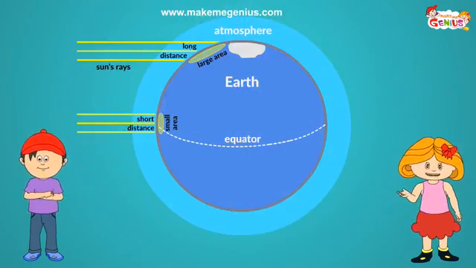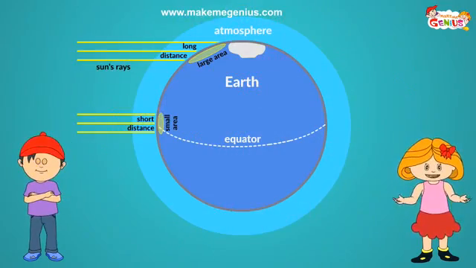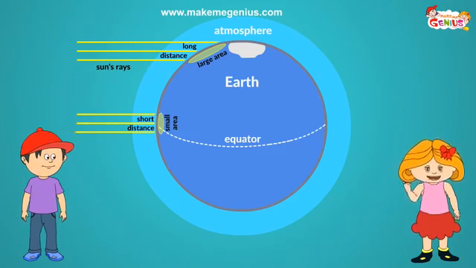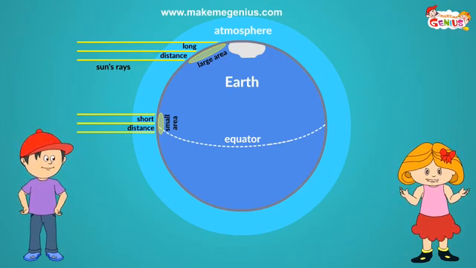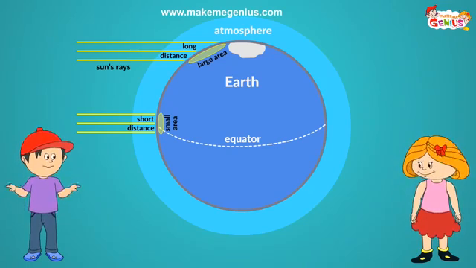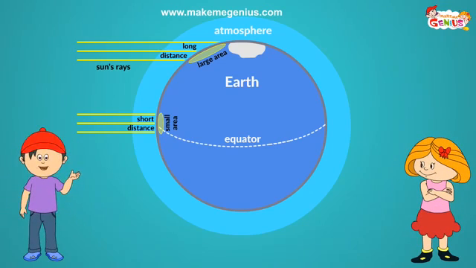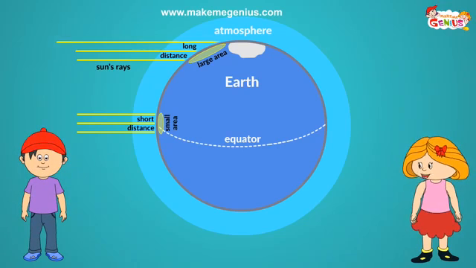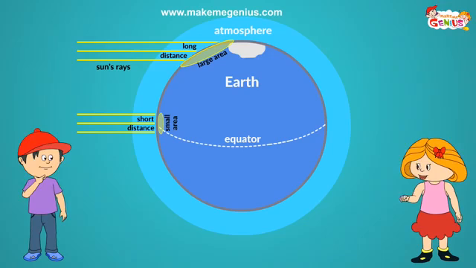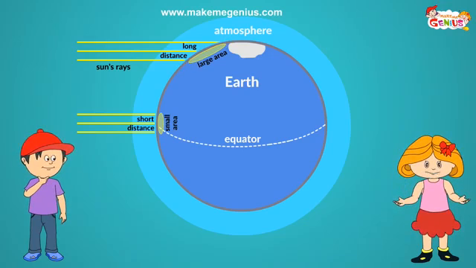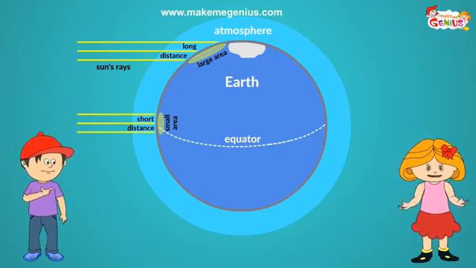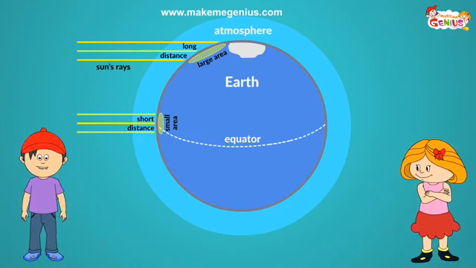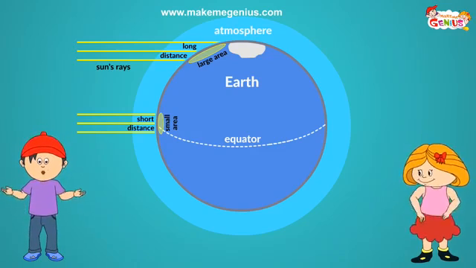The region near the equator gets more direct rays of the sun. The direct rays are concentrated over a smaller area, and so they heat up the Earth more. As we go away from the equator, the sun's rays strike the Earth's surface at an angle. The slanting rays spread over a larger area, and so they don't heat to the same extent as direct rays. Oh, that's why the temperature decreases as we go away from the equator.